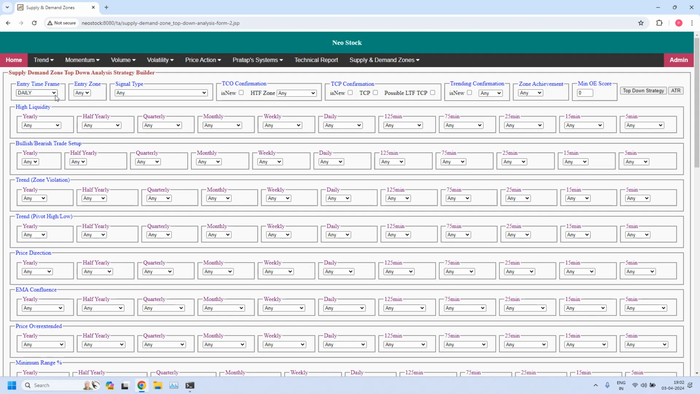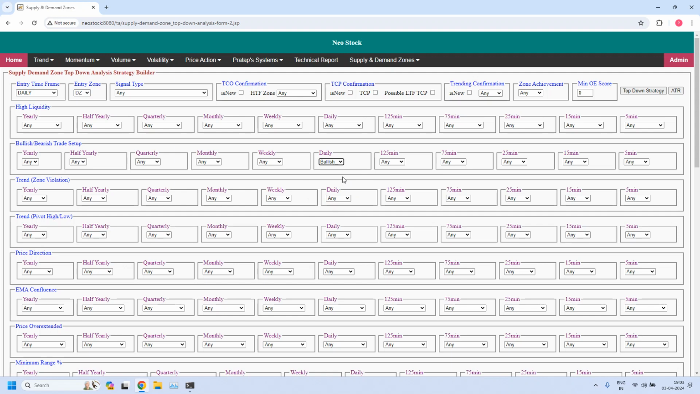That is the reason why we have selected entry time frame as daily, and the entry zone, because it is a bullish trade setup, should be demand zone. And in the bullish or bearish trade setup parameter, in daily time frame, I am selecting bullish.